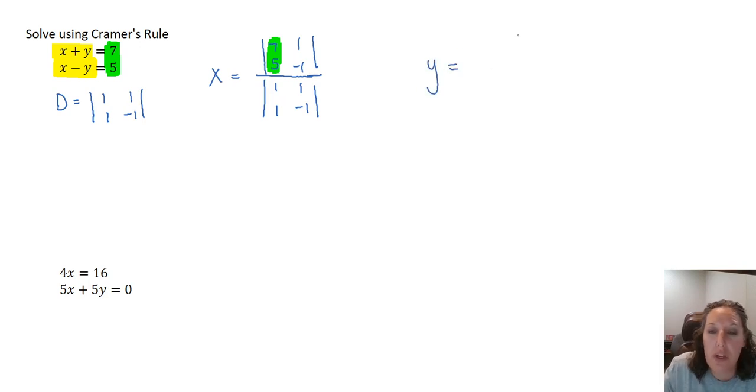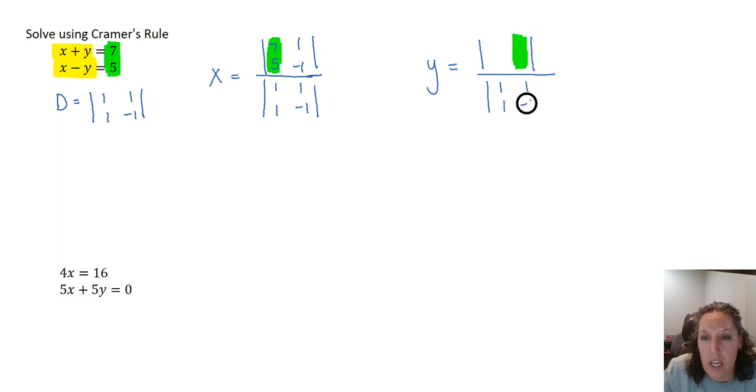To find our y values, we're going to do the same thing, but we're going to now replace the y values in that D matrix. So we still have the same denominator, 1, 1, 1, negative 1, but we're going to have our constants replacing the y coordinates to find our y value. Our x coordinates are going to stay the same as they are in the D. And then we can just simplify those.